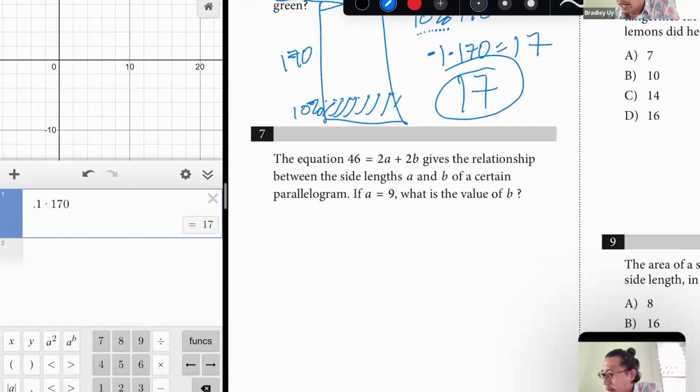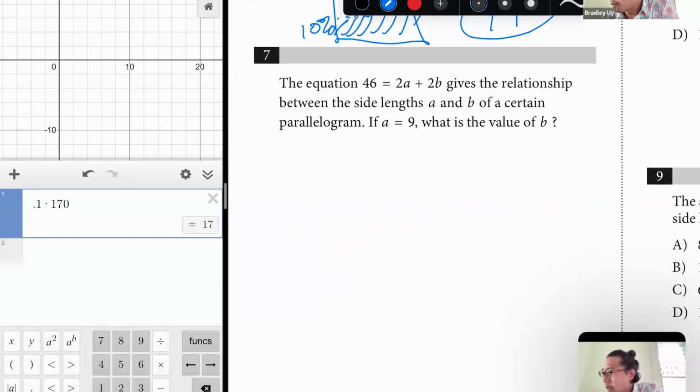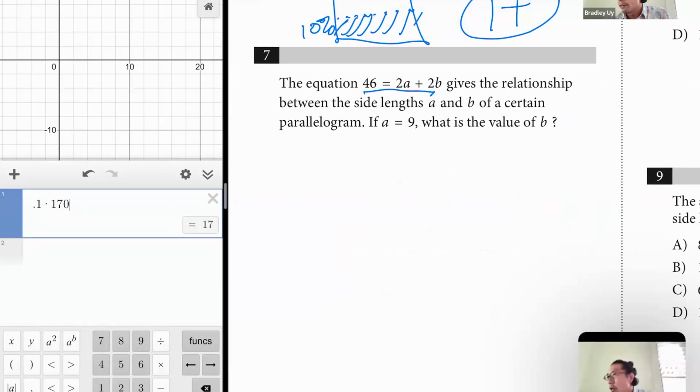Next, the equation gives a relationship. We're given one equation with 2 variables. If you're given no other information, we cannot provide a unique solution, and the best we can do is express one variable in terms of the other. However, they do give us the value of one of these variables, which is a equals 9.